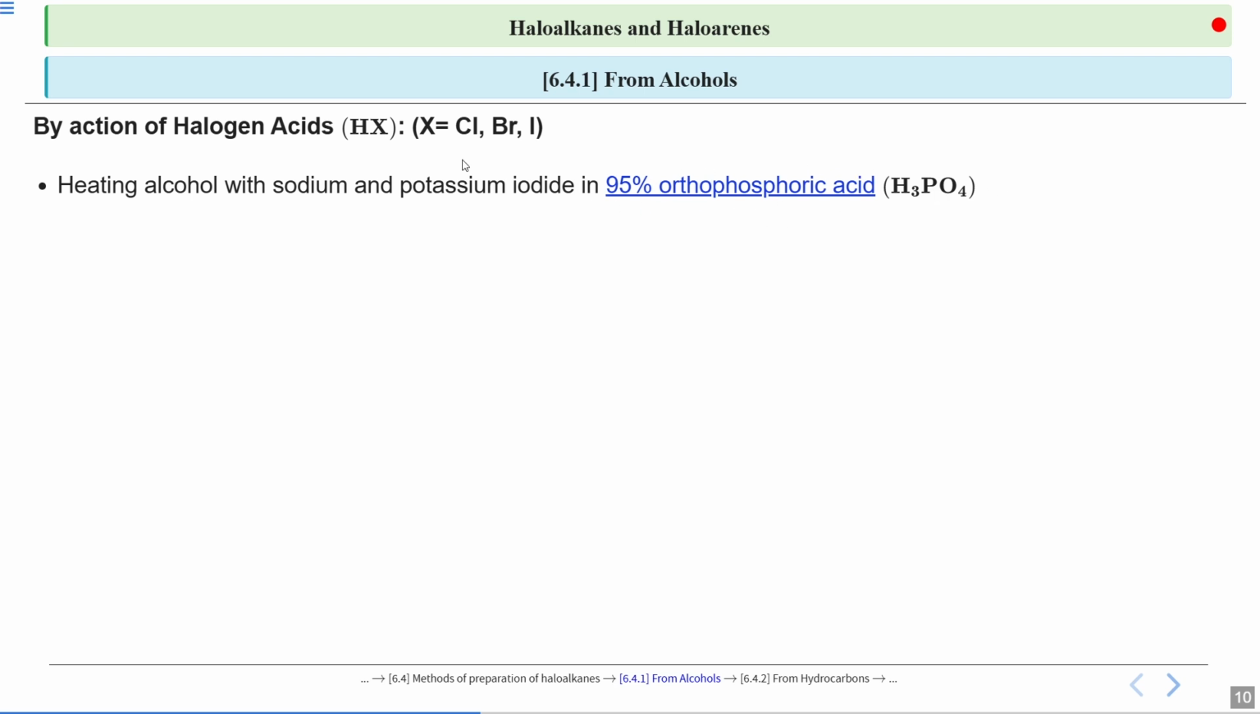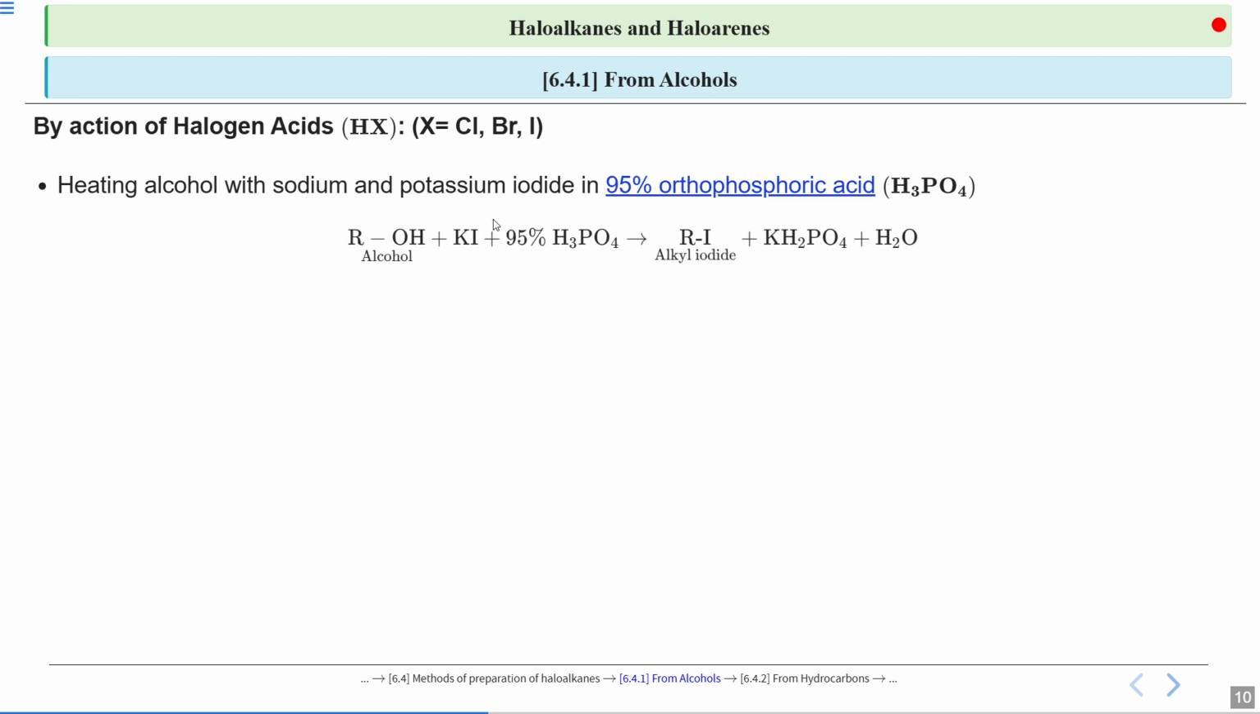Firstly, we have seen hydrogen chloride, from which we get alkyl chloride. Then we talked about hydrogen bromide, where we get alkyl bromide, and now we are talking about hydrogen iodide to get the alkyl iodide. So heating the alcohol with sodium or potassium iodide in 95% orthophosphoric acid, that is H3PO4, is the method we are going to use.